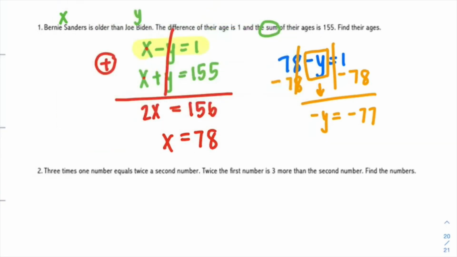Alright, we talked a lot about this. Remember, to get rid of this invisible negative 1 here, we do want to divide by that negative 1. So that cancels out. And on this side, we get y is equal to 77 here. So we know that Bernie Sanders here would be 78, and then Joe Biden is right behind him. He is 77. So again, with those systems, we can figure out those numbers.